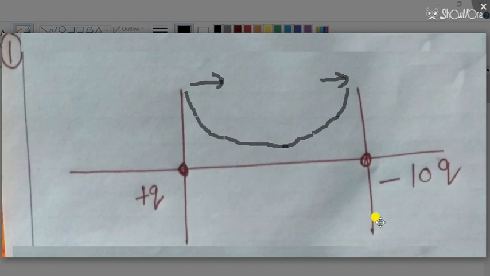Now the electric field will start towards this direction at this point. That means it is in this way, and from this negative, electric field is in this way. That means opposite direction, the negative x direction, you can see.